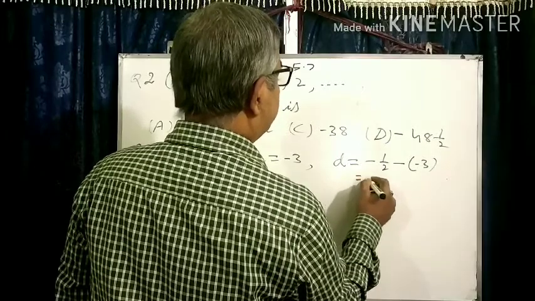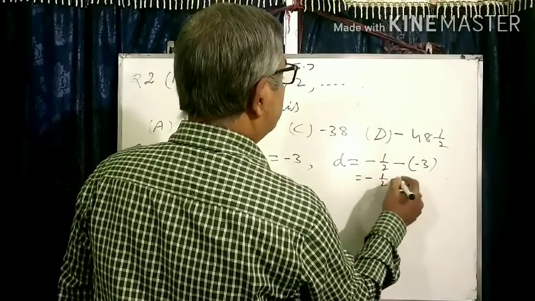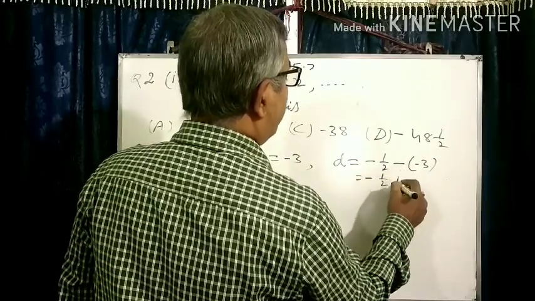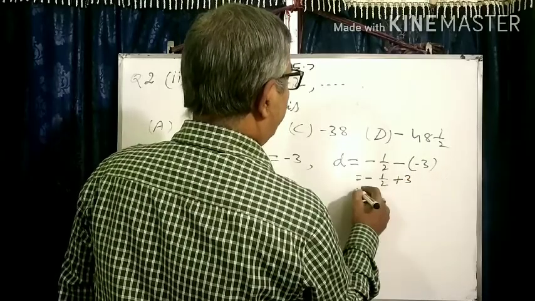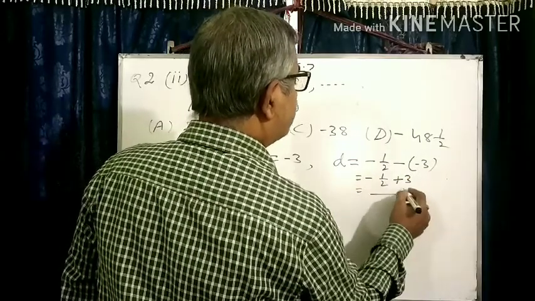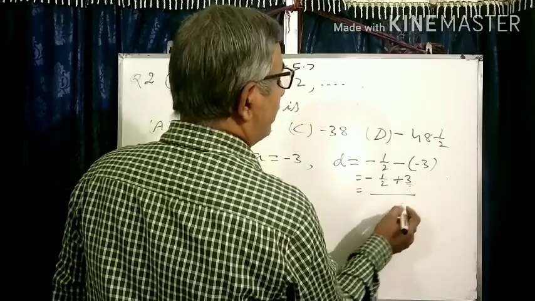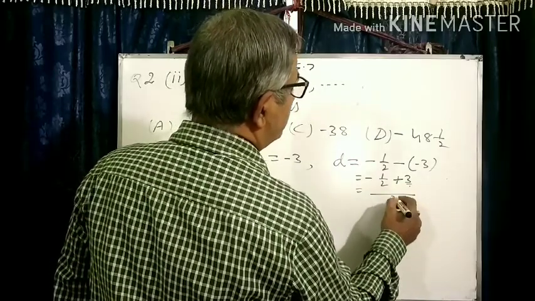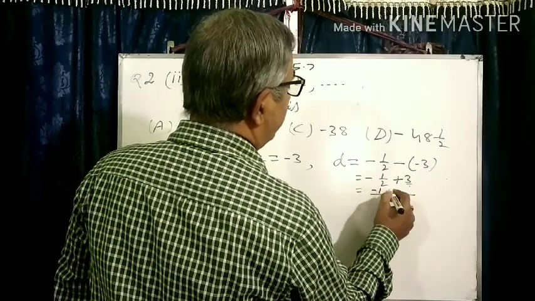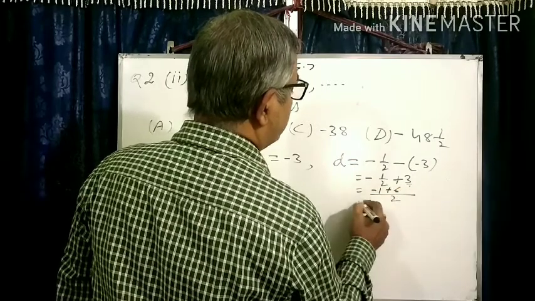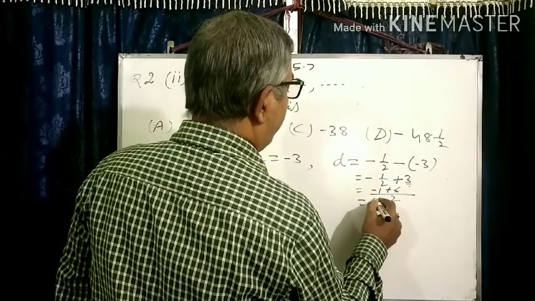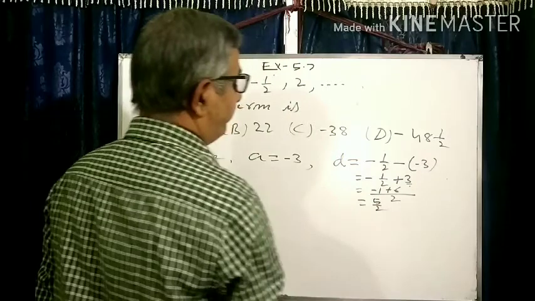So you are getting 1 by 2 minus minus 3, that is plus 3. You are getting LCM. Here there is nothing, so it is 1. So you will get LCM 2 and 1, 2 minus 1 plus 6. You are getting 5 by 2.